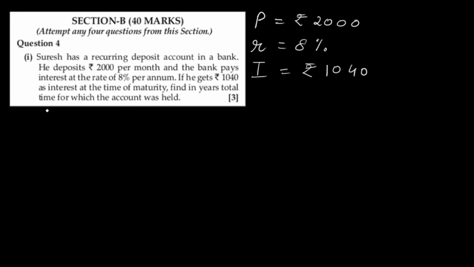Find in years the total time for which the account was held. So time we have to find, that means n we have to find, and n in years. In banking most of the time in the formula we take time in months, but here it's clearly mentioned time we have to find in years. So whatever number of months we get, we have to convert into years at the end. Okay, so let's start. Interest is given to us, so we will use the formula of interest.